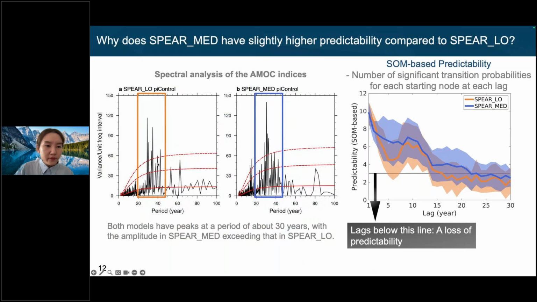This figure shows the spectral analysis for the AMOC indices in SPEAR-Low and SPEAR-Medium pre-industrial control simulations, and as you can see, both models have peaks at a period of about 30 years, but the amplitude of SPEAR-Medium exceeds that in SPEAR-Low. So that might be the reason why SPEAR-Medium has slightly higher predictability.